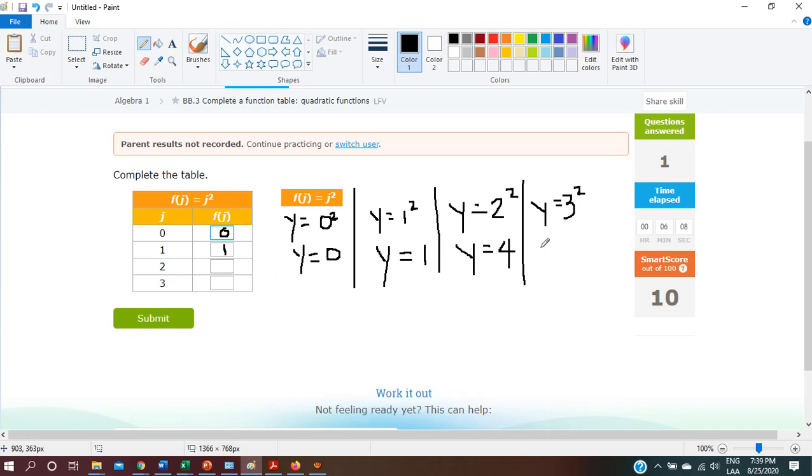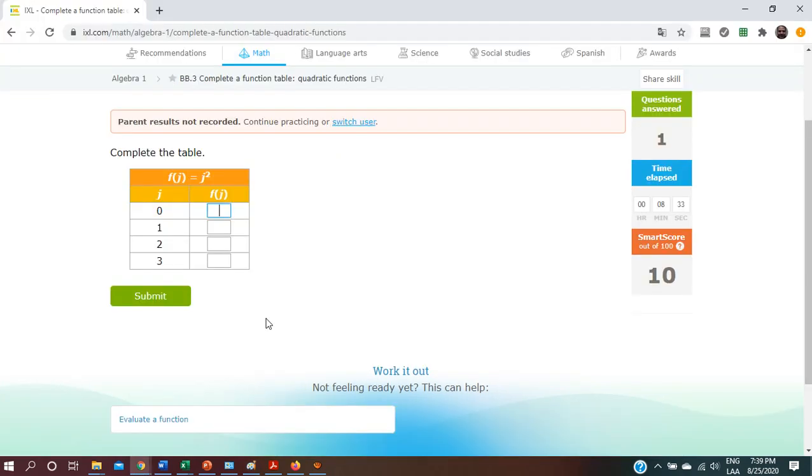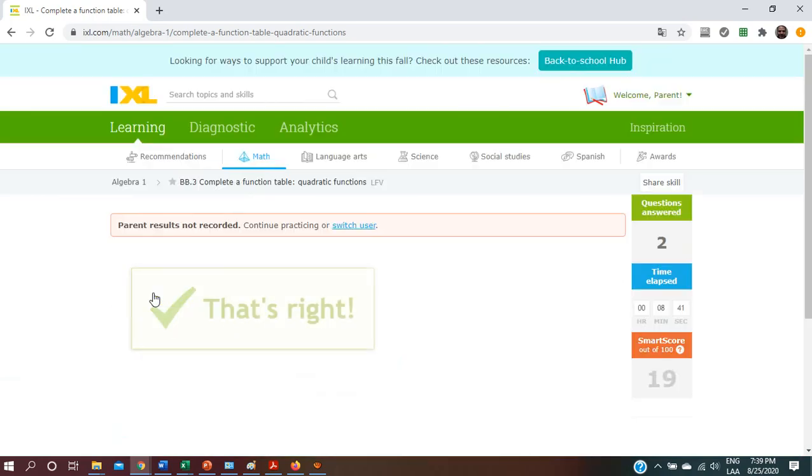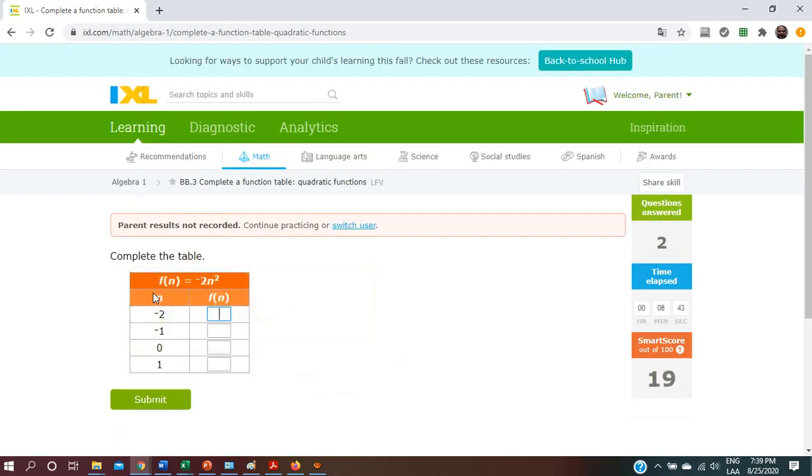3 is squared. So y equals 9. So this one was even easier than the previous one. Okay, so this one is 4 and this one is 9. So we just copy this into our IXL webpage: 0, 1, 4, 9. Submit, and that is right.